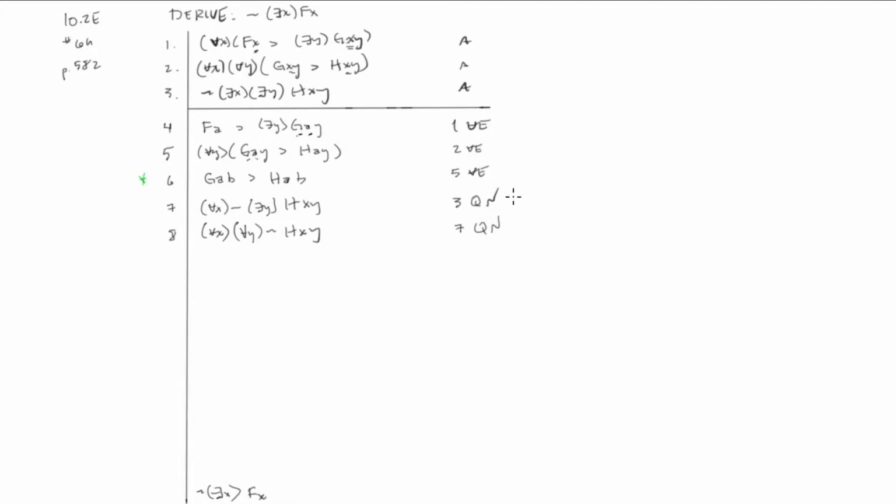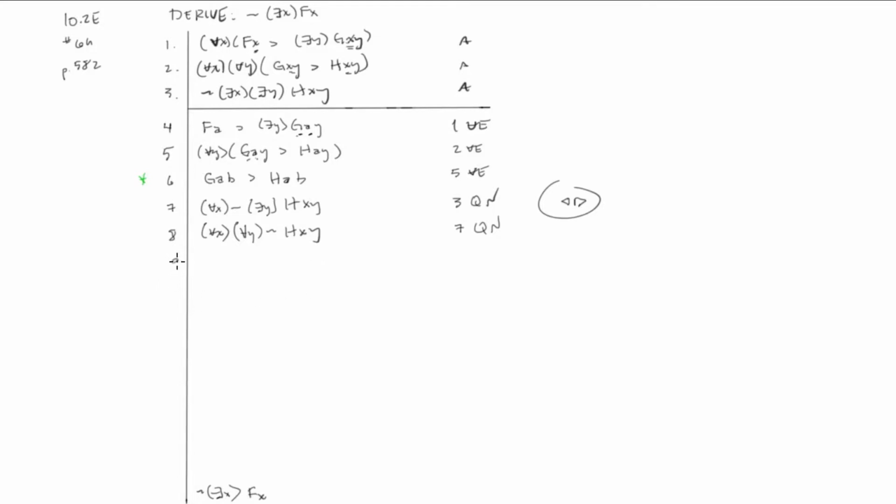It is a rule of replacement, quantifier negation. It's one of those rules that has the 2 little double arrows. So that means we can perform it on part of a line. And so we're really applying quantifier negation to this section of line 7. And that's a perfectly legal move.